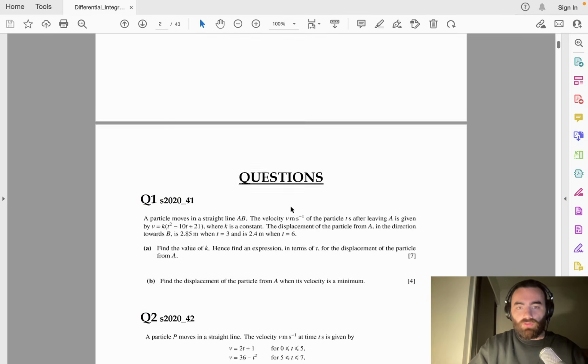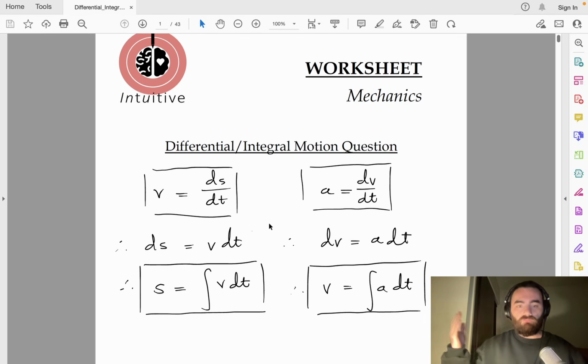All you need to know for this question is velocity is the rate of change of displacement, and acceleration is the rate of change in velocity. And obviously you can go back and forth. If you want to find the displacement, you integrate velocity, and if you want to find the velocity, you integrate acceleration. It's just going back and forth between the two.